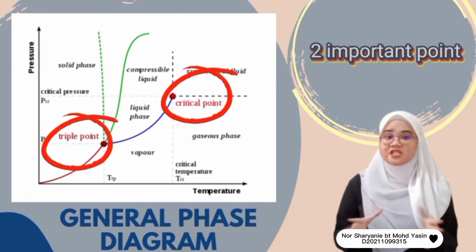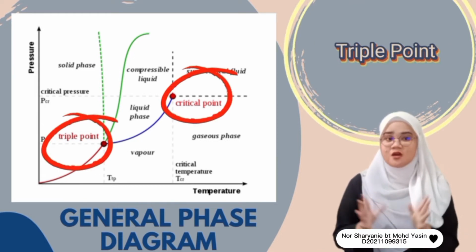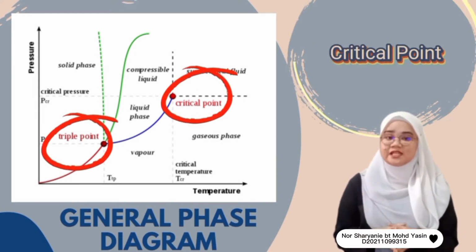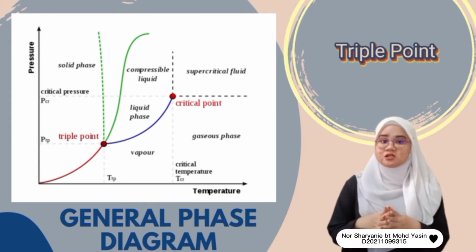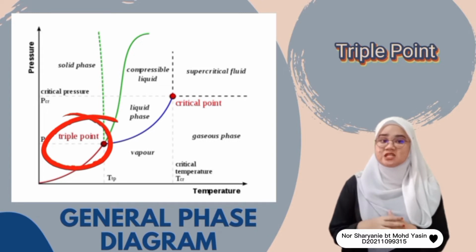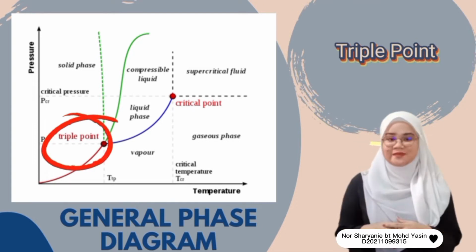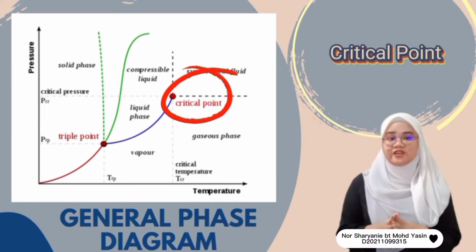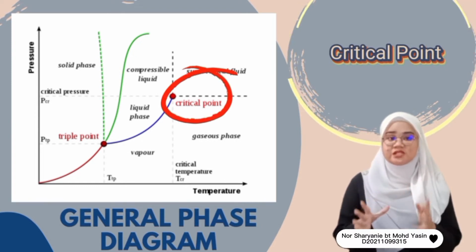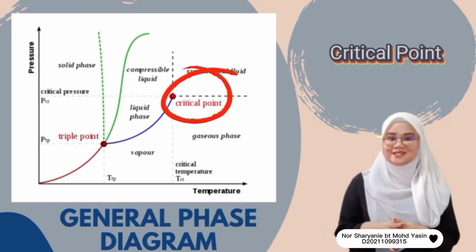After that, based on the graph, there are also two important points on this diagram. First is the triple point and second is the critical point. Triple point is the point on a phase diagram at which the three states of matter, gas, liquid and solid, coexist. Then critical point is the point on a phase diagram at which a substance is indistinguishable between liquid and gaseous state.